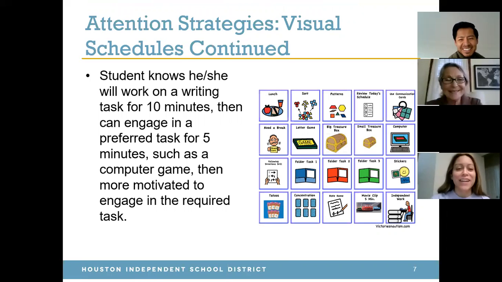Good. Okay, so students know they need to work on a writing task for 10 minutes. They can engage in preferred tasks for 5 minutes, such as a computer game, and then be more motivated to engage in the required task. You can have that in a visual schedule, and that way they can point or check off that they have done their work, and it allows them to see the actual schedule instead of just being told, hey, do this, but they can actually see it on their visual schedule board.